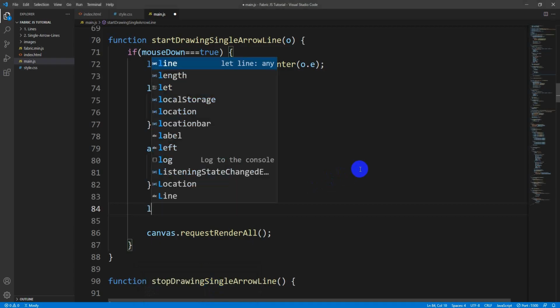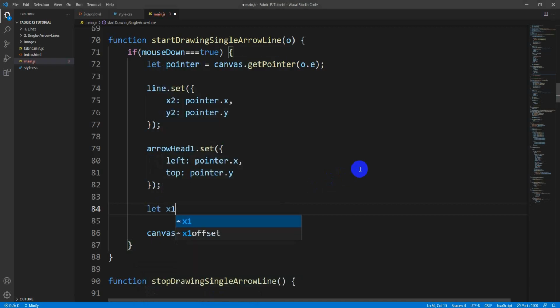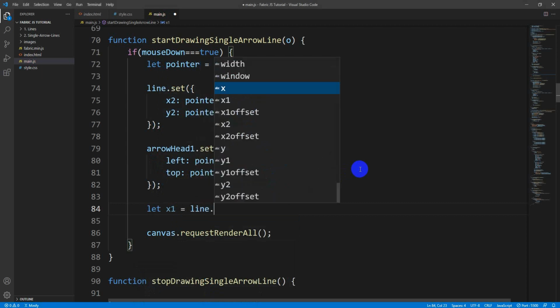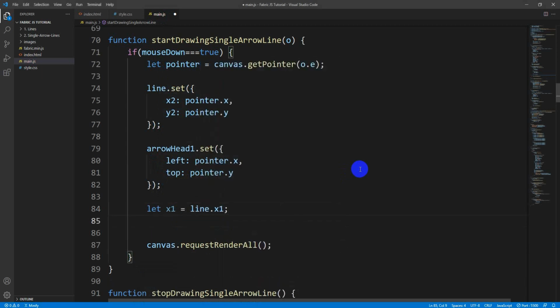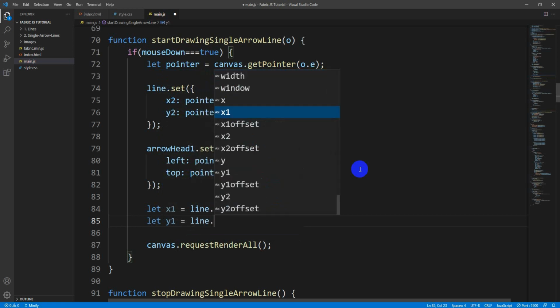What we can do is to say let x1 equal line.x1, because the line has an x1 coordinate. Initially, when we press our mouse down, that is the x1 coordinate for the line. And the same thing for the y1: let y1 equal line.y1.